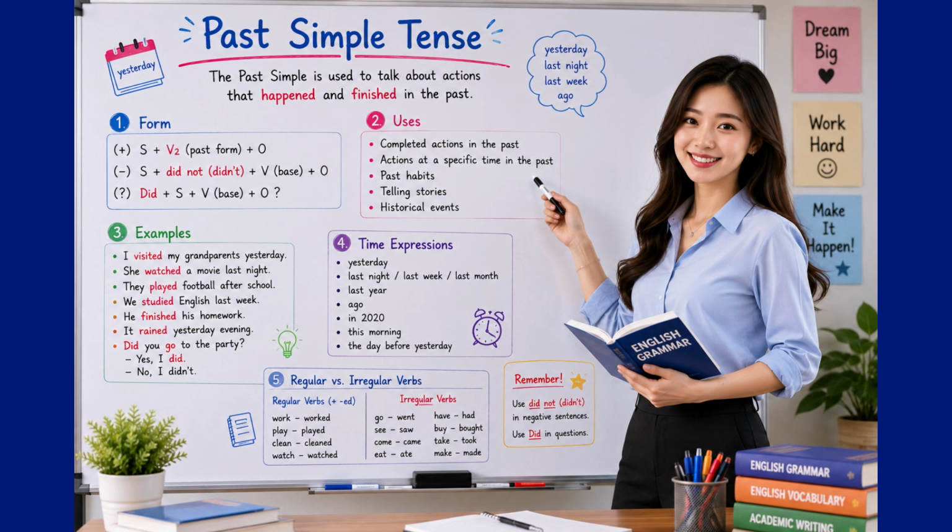Question structure: to ask questions in the past simple tense, we use did at the beginning of the sentence. Did plus subject plus base verb. Examples: Did you watch the movie? Did she arrive on time? Did they enjoy the concert? Did he finish his homework? Did you visit your grandparents?